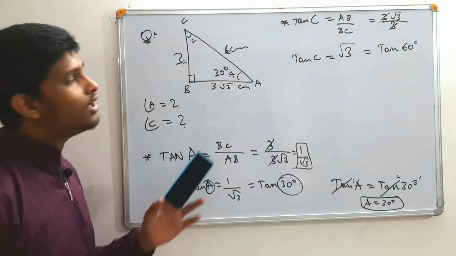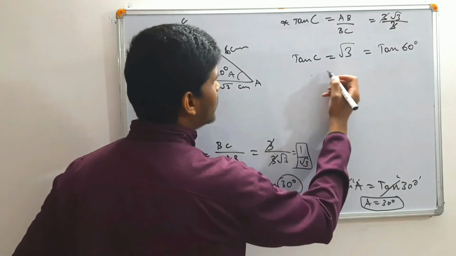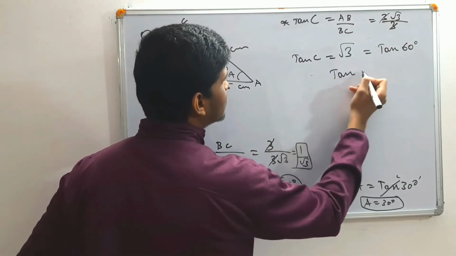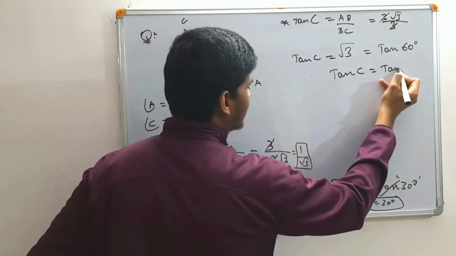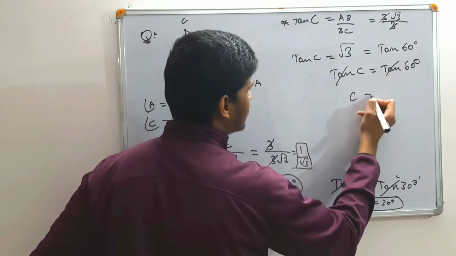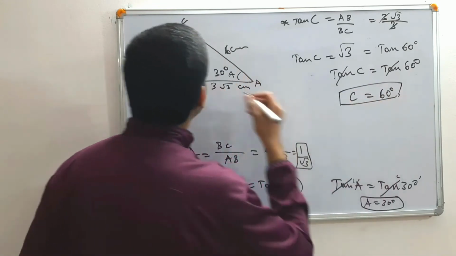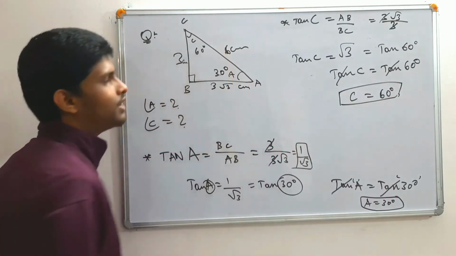Compare with the table. In that we got tan 60 degrees is equal to root 3. So again, as root 3 is equal to both, and tan C is equal to tan 60 degrees, the ratios get cancelled, and angle C is equal to 60 degrees. So this angle is 60 degrees.